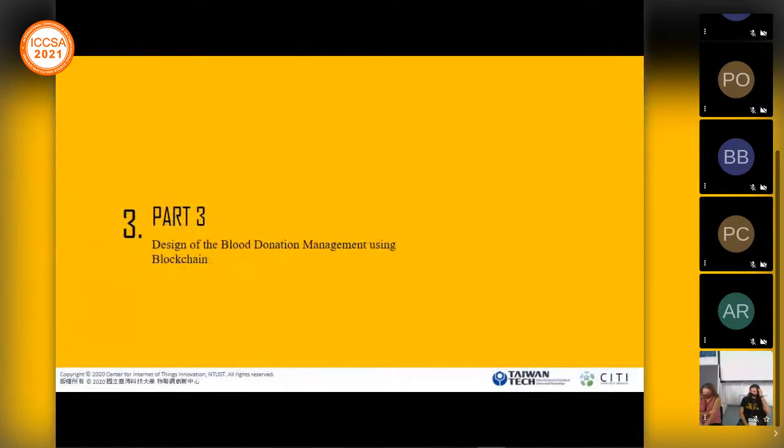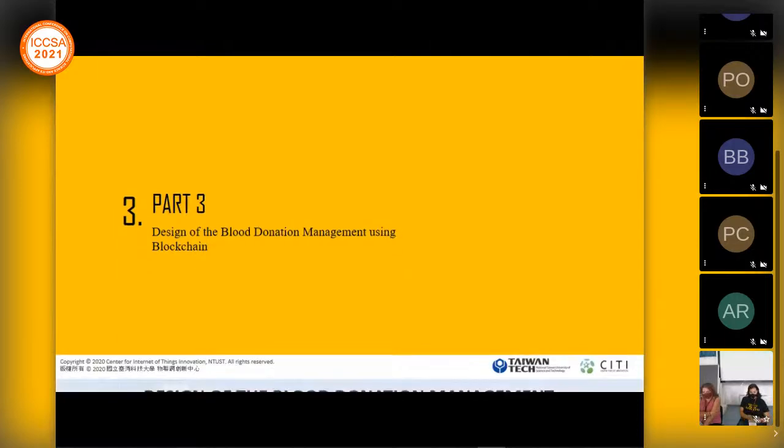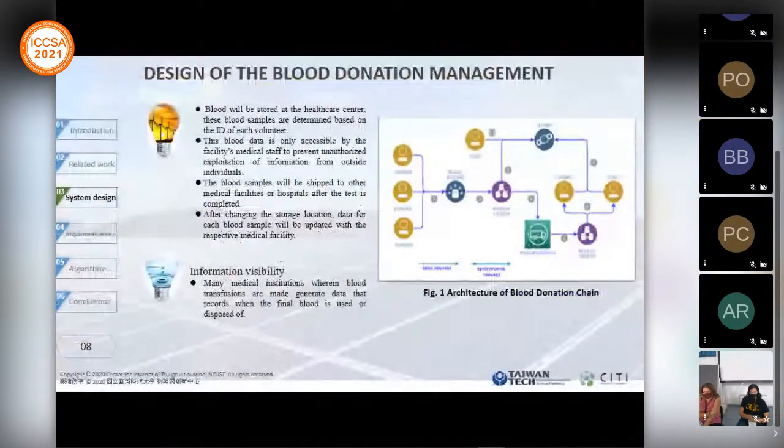Now I will clarify our design of blood donations. You can follow our picture for easier understanding. With the design of blood donation management, data for each blood sample donated by a volunteer will be stored at a medical facility. This blood data is only accessible by facility medical staff. The blood sample will be shipped to another medical facility or hospital after the test is complete. After changing the storage locations, data for every blood sample will be updated with the respective medical facility.